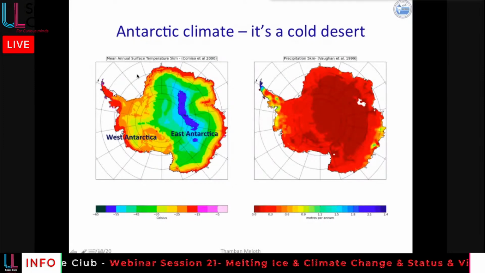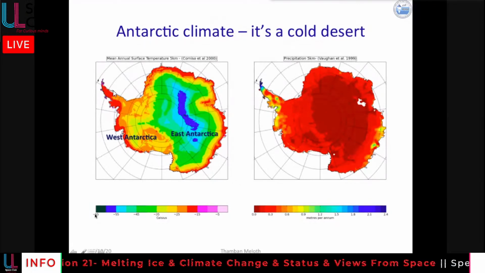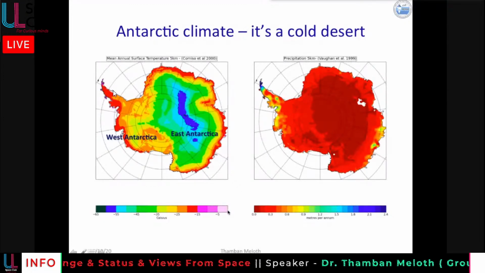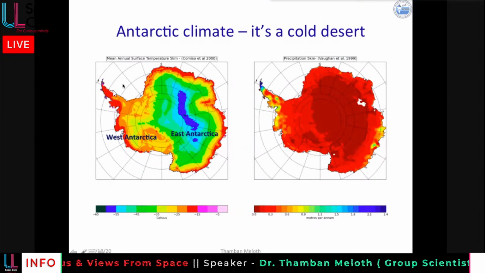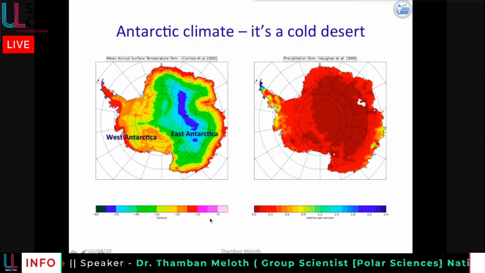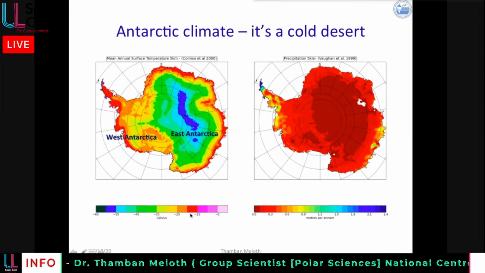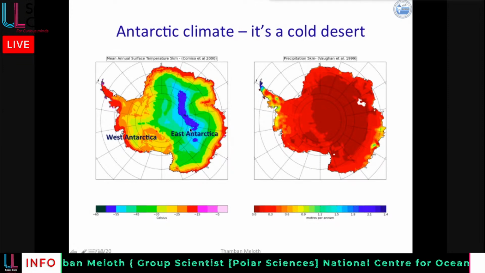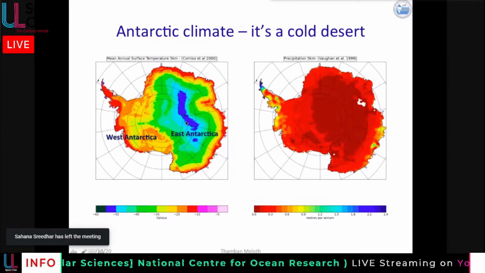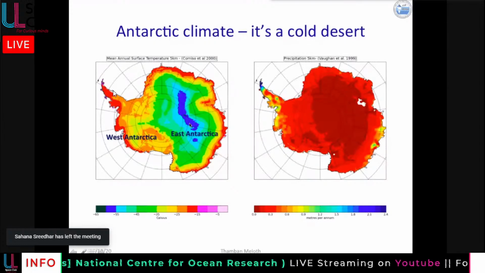If you look at the picture on the left side, you find temperatures varying from minus, as I told, actually temperatures can be as cold as minus 100 to as warm as about 0 degrees in some places. Typically, the coastal Antarctica is warmer, about minus 15 to minus 20. Interior Antarctica, which is also the highest part of Antarctica, with a higher elevation, is also the coldest part of Antarctica.